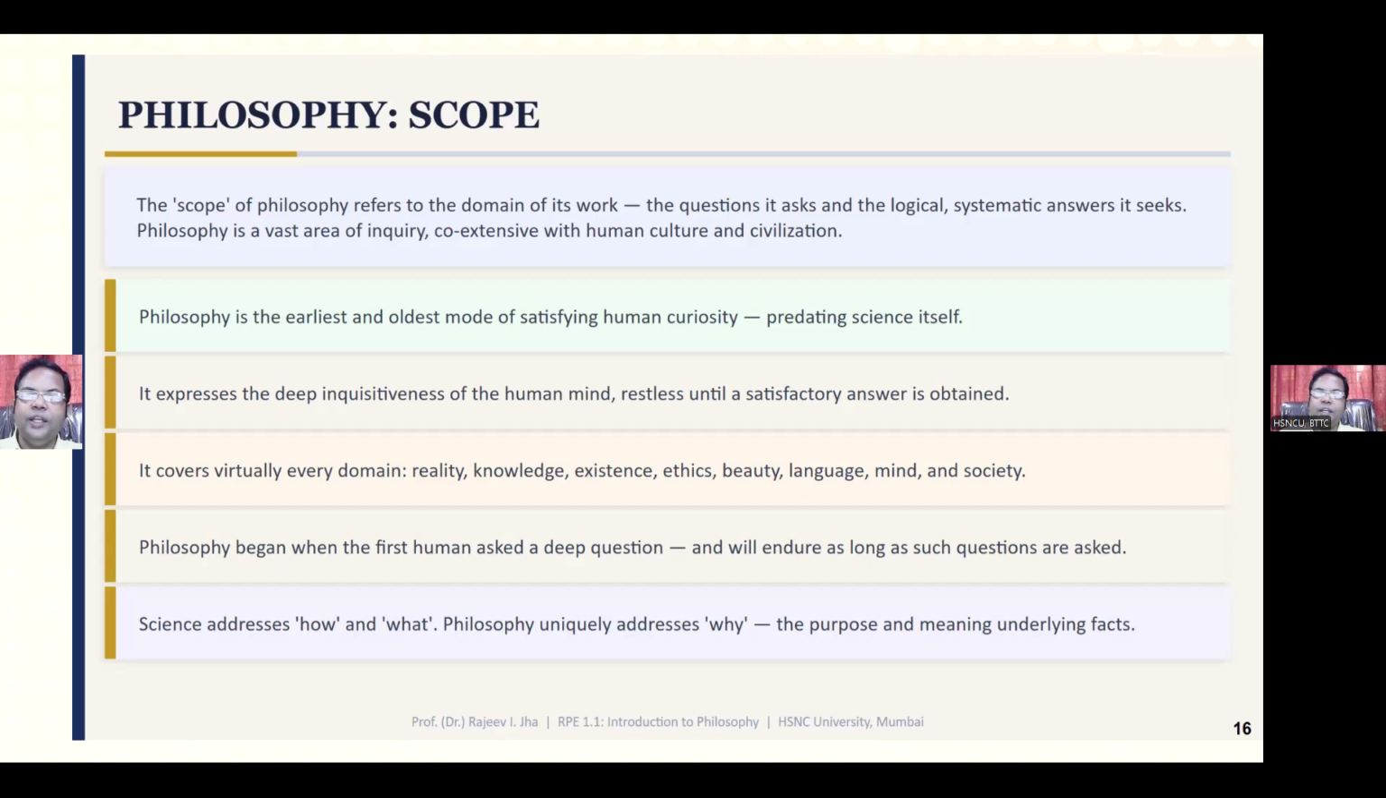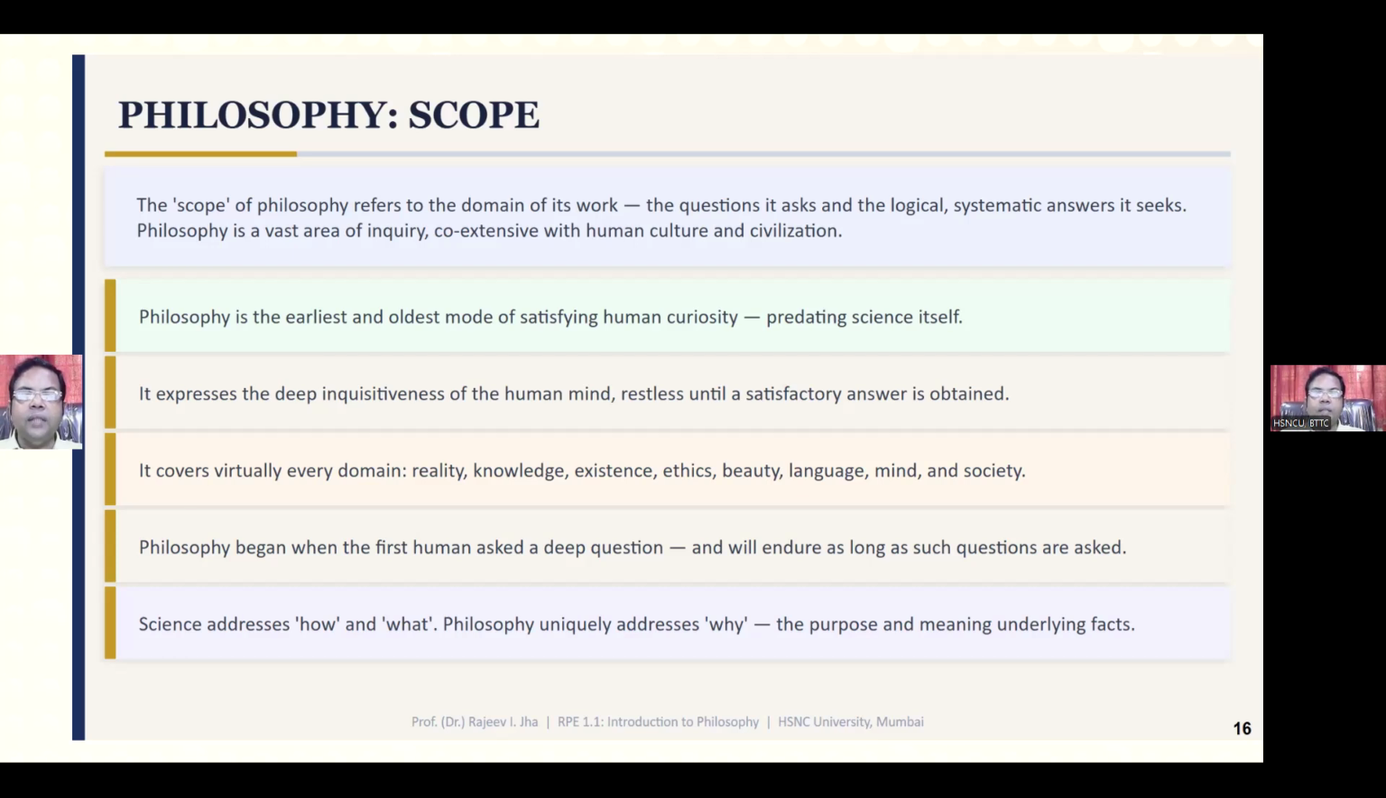Philosophy is a vast area of inquiry where questions are asked and systematic, logical answers are sought. It is the expression of deep inquisitiveness of the human mind, restless and full of curiosity, until a satisfactory answer is obtained. Consider the tabla, the musical instrument, the twin drum percussion instrument central to Hindustani classical music.